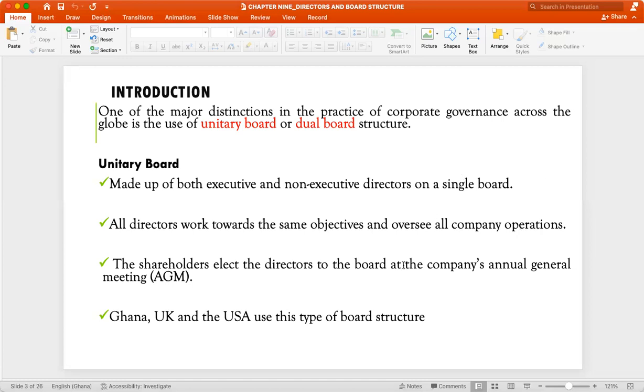The shareholders elect the directors to the board at the company's annual general meeting. I think I've said it earlier. So we have Ghana, UK, and the USA using this type of board structure. So that is the description of the unitary board.